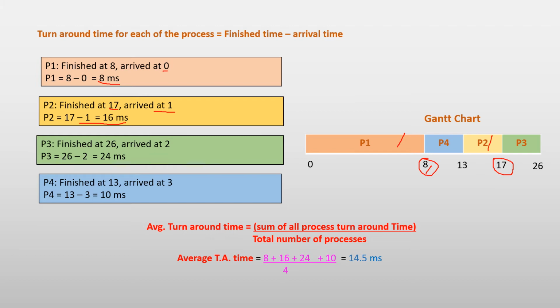P3, on the other hand, here is P3. P3 finished at 27 milliseconds and it had arrived in the system at 2 milliseconds. So the total time it took was 25 milliseconds.